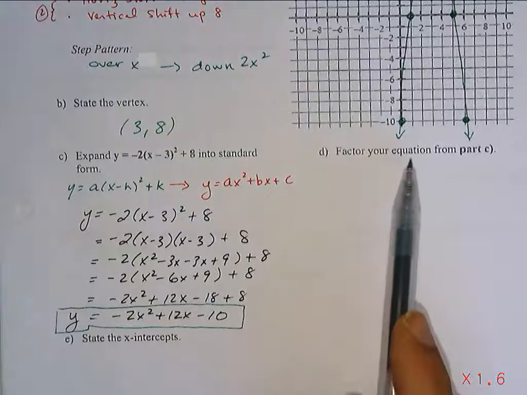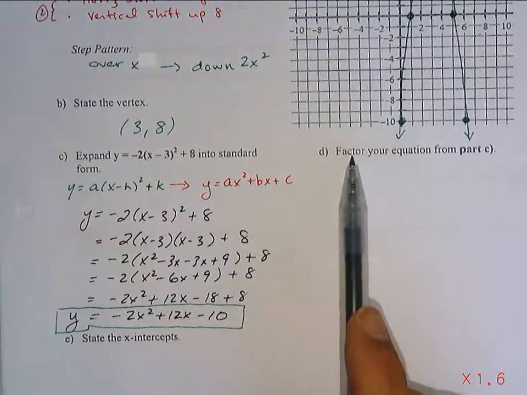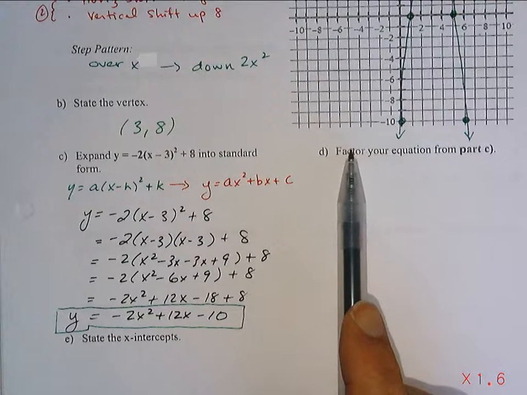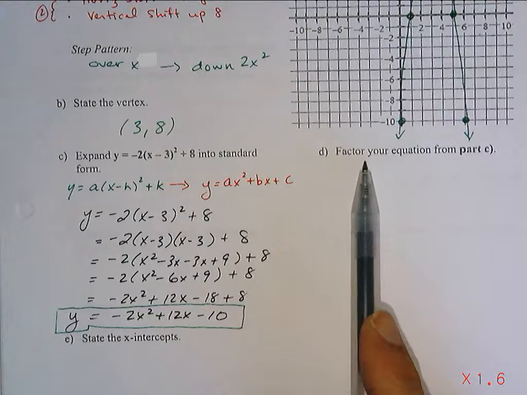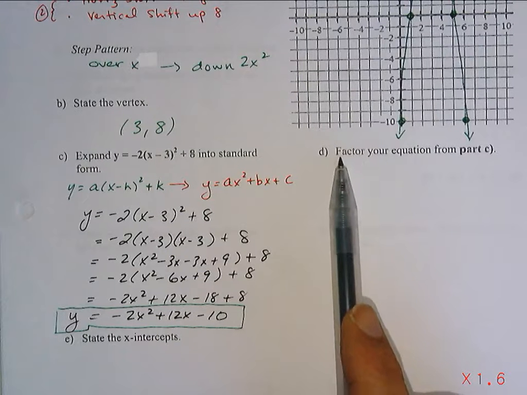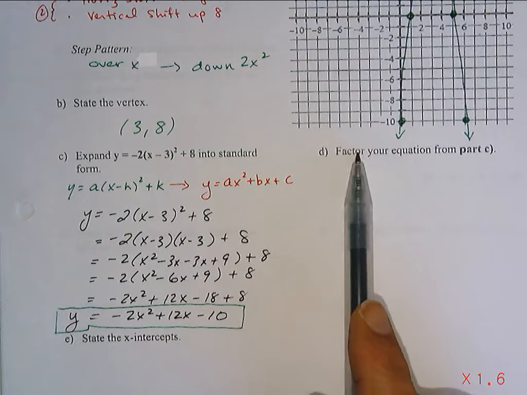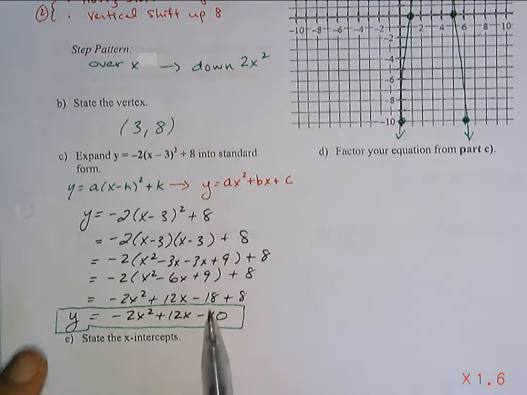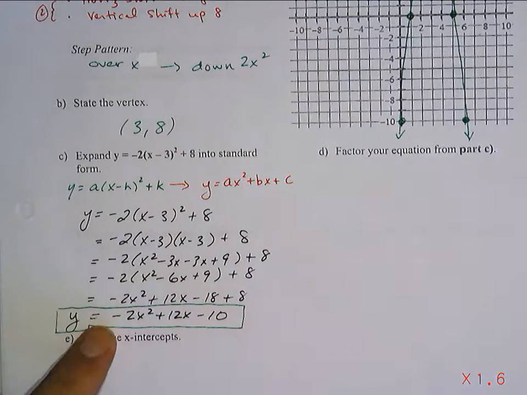Guess what they want me to do now? I have to go to factored, and they want me to go to factored from my answer to C. So they want me to take this and factor it.